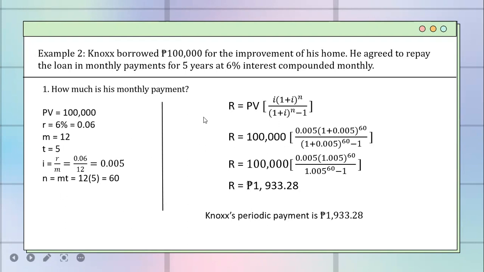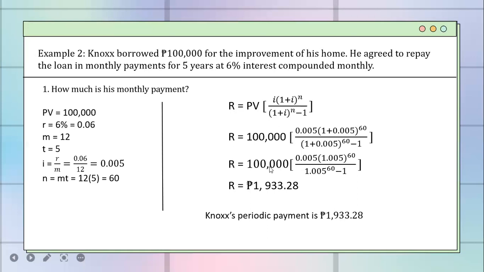After we're done with this, we will now solve for our monthly payment. And so in solving our monthly payment, this will be our formula. So since we already have our terms here, we will now be substituting it in our formula. So you will get this one. And now let's solve for the numbers in the bracket first.